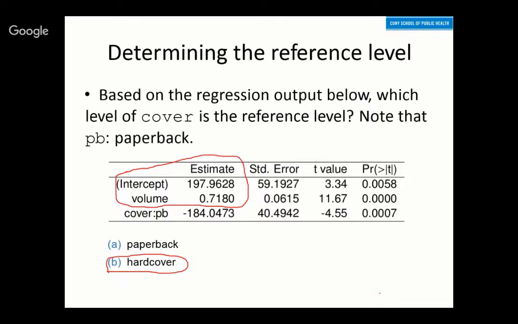So this is an important thing just to be aware of: what your reference group is. And you can tell what your reference group is in your regression output by the one that is missing coefficients. The fact that there's no hardcover coefficient in here tells me that hardcover is the reference group. And if you have 5 different categories, like race, ethnicity, or something like that, the one that doesn't have a coefficient is your reference category. You'll see coefficients for all the others.